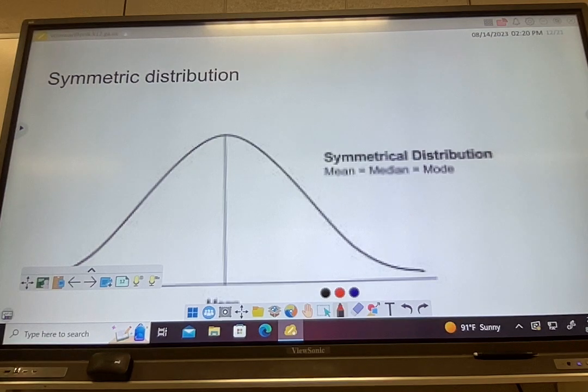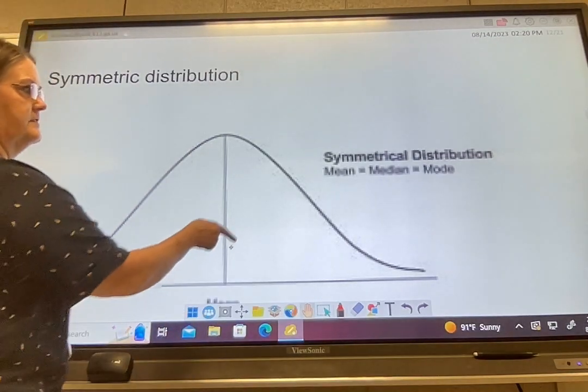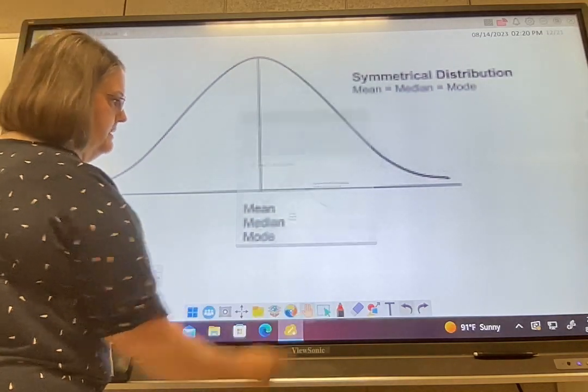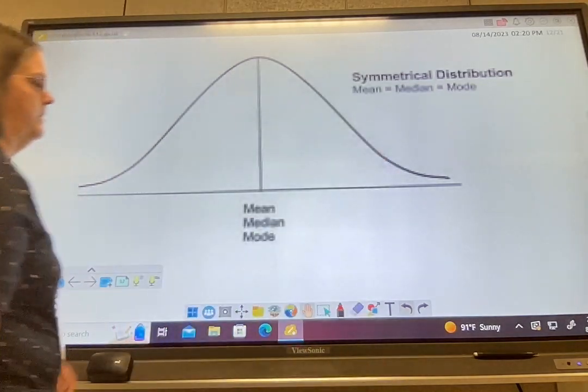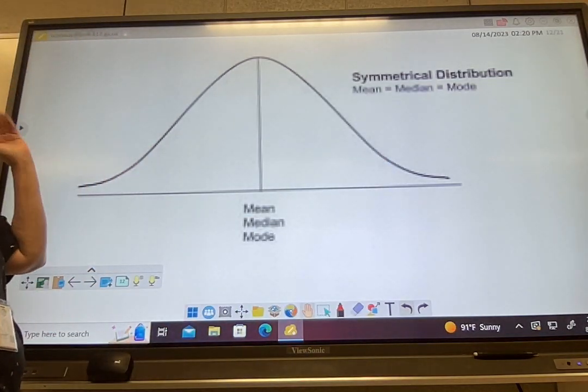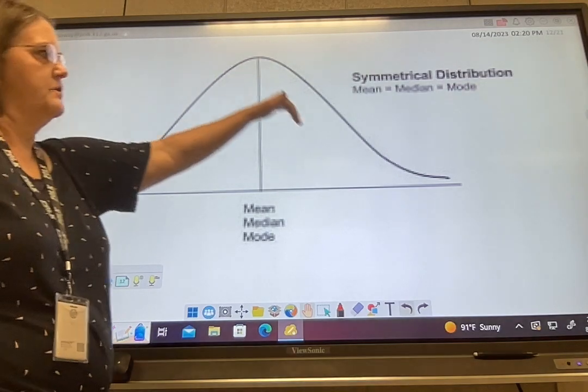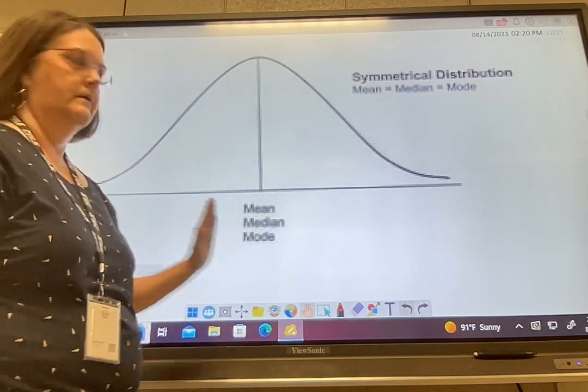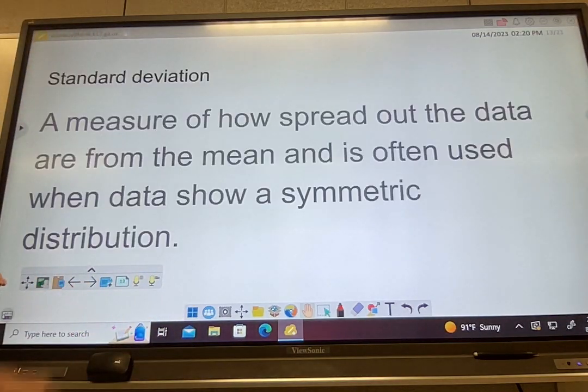All right, this is just an image that will be in your notes of the symmetrical distribution. And I'm sorry that it's so blurry. I did not realize it would be this blurry when I did it. But as you see, this is data that is normally distributed. It's a normal little bell-shaped curve, and the mean, the median, and the mode will all be the same number right here. A standard deviation is a measure of how spread out the data are from the mean and is often used when data show a symmetric distribution. We use it a lot when we have that normal bell-shaped curve.